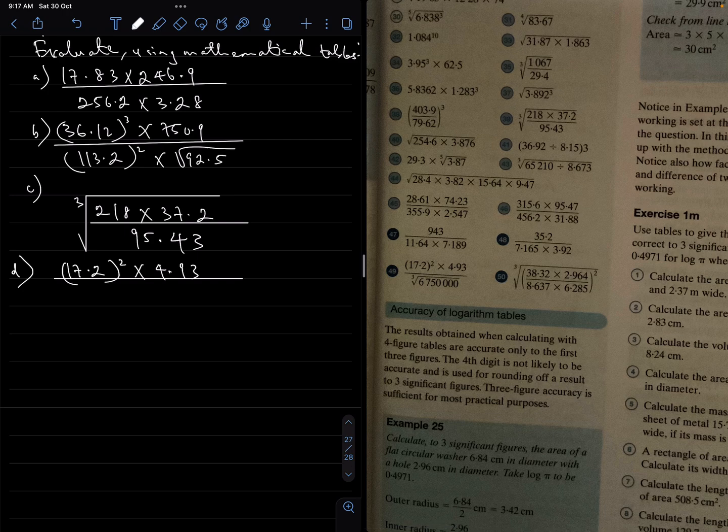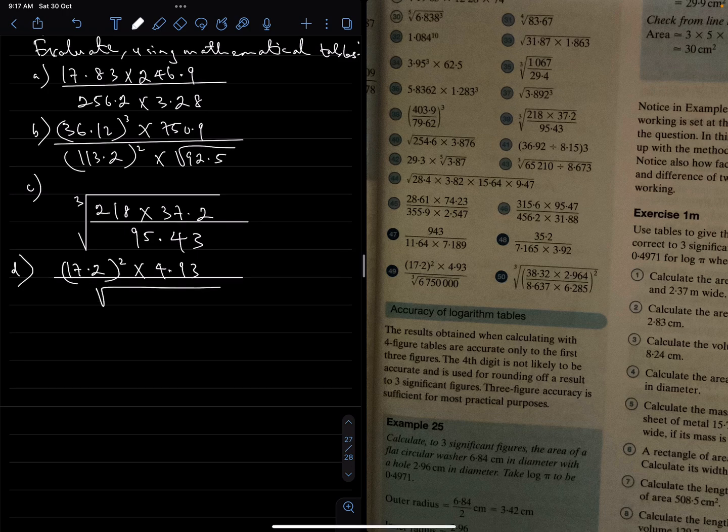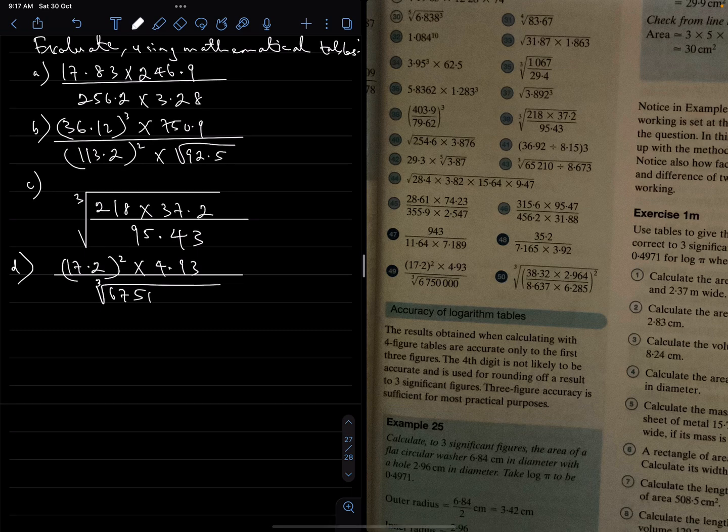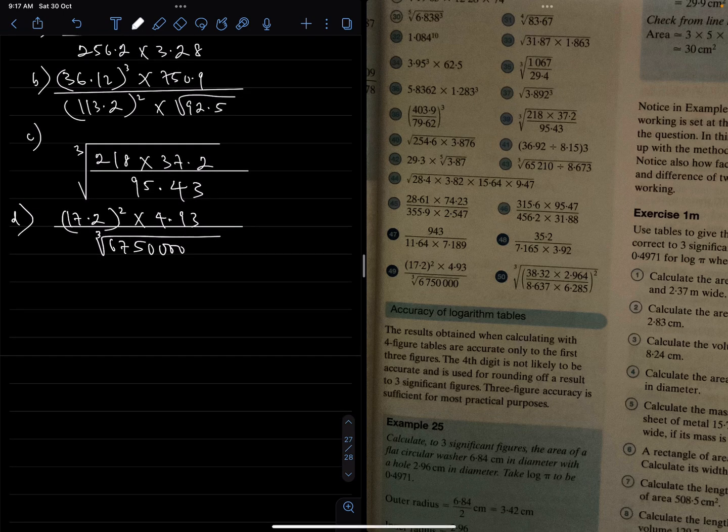Cool. Divided by what? Divided by the cube root of what? 6,750. 6,750,000. Is that correct? 6,750,000. Now, how do we do that?